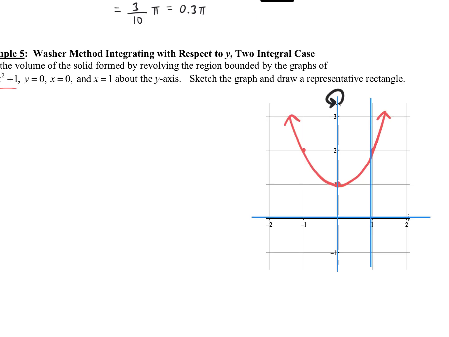The region that is being rotated, what color do I want to use? Let's use yellow. This region right here is being rotated about the y-axis, okay? So when I draw in my representative rectangles this time, I'm going to draw them perpendicular to the line that we are rotating it about. So are my lines going to be horizontal or vertical? Horizontal, right?